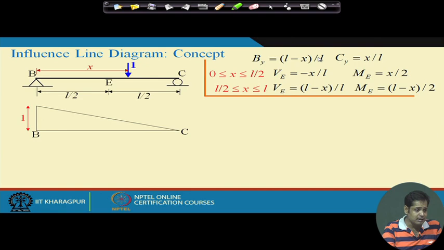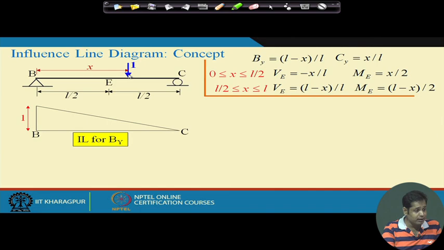Similarly, now this is called... what this expression, this graphical representation, gives you is how the reaction at B is influenced by the location of the unit load, or in other words, how the location of this concentrated load influences the reaction at B.